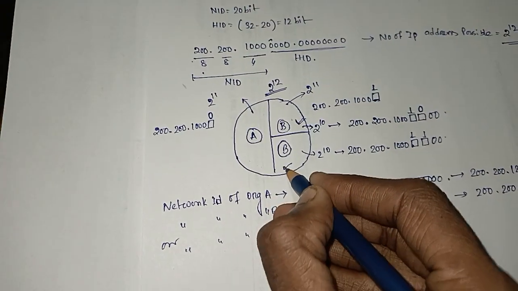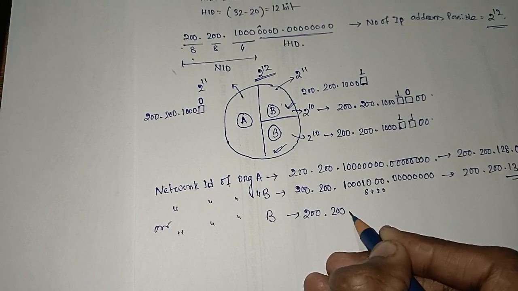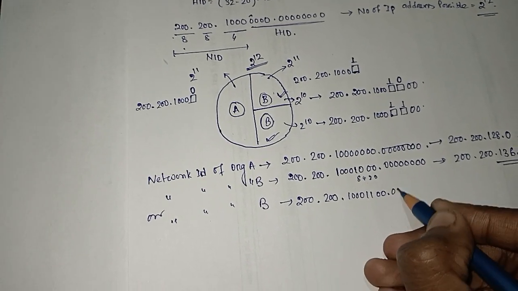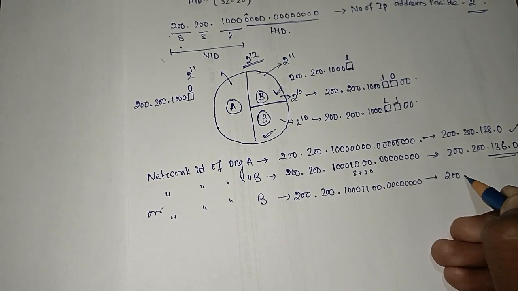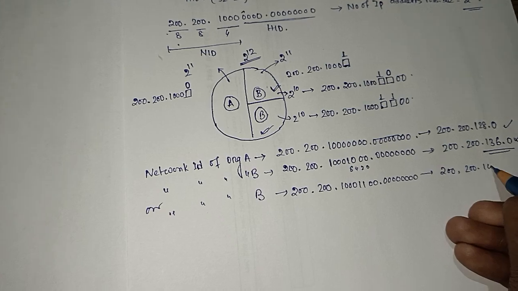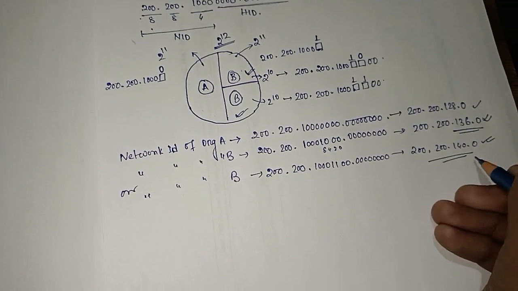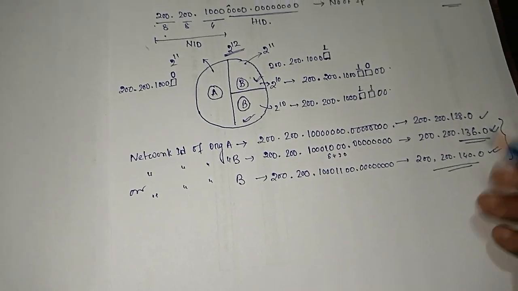If we give the other portion to organization B, we get 200.200.140.0. So this will be given to organization B. So here we get two possible values.